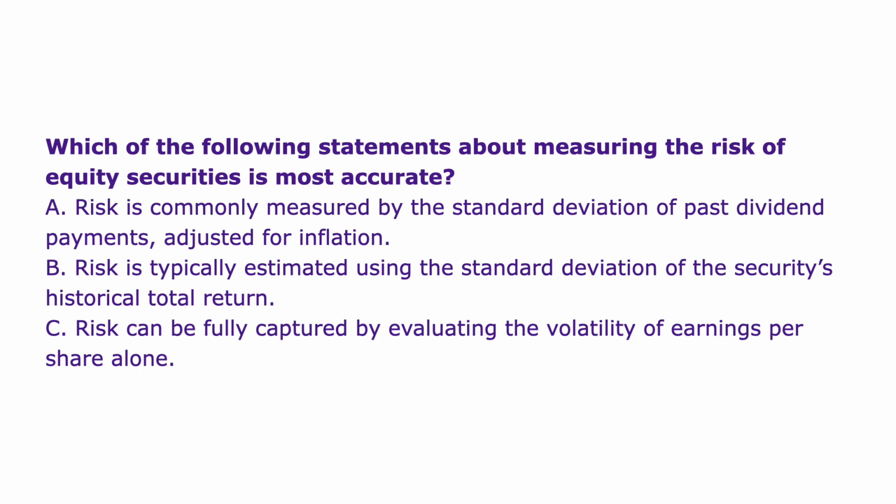Question 4. Which of the following statements about measuring the risk of equity securities is most accurate? A: Risk is commonly measured by the standard deviation of past dividend payments, adjusted for inflation. B: Risk is typically estimated using the standard deviation of the security's historical total return. C: Risk can be fully captured by evaluating the volatility of earnings per share alone.